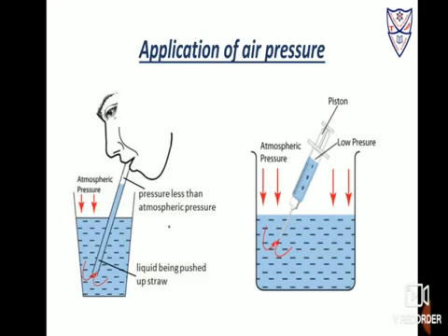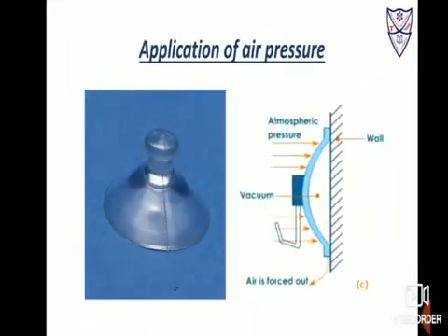Last is the rubber suction pad. The rubber suction pads are used on walls to hang clothes and calendars. When a good quality rubber suction pad is pressed against the wall, the air between the suction pad and the wall is forced out, reducing the pressure inside. The outer atmospheric pressure, being greater, pushes the suction pad firmly on the surface of the wall.